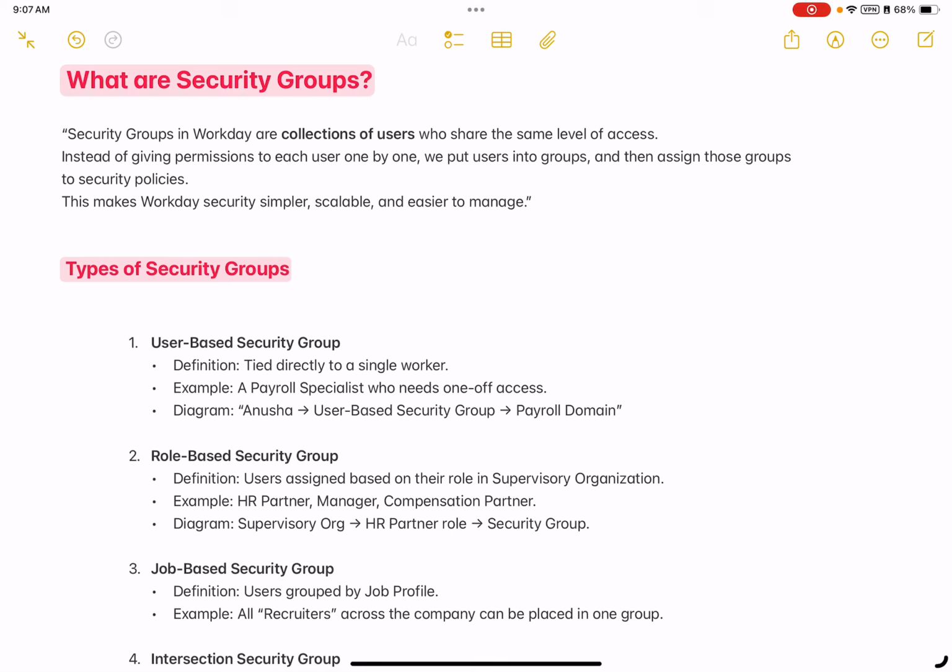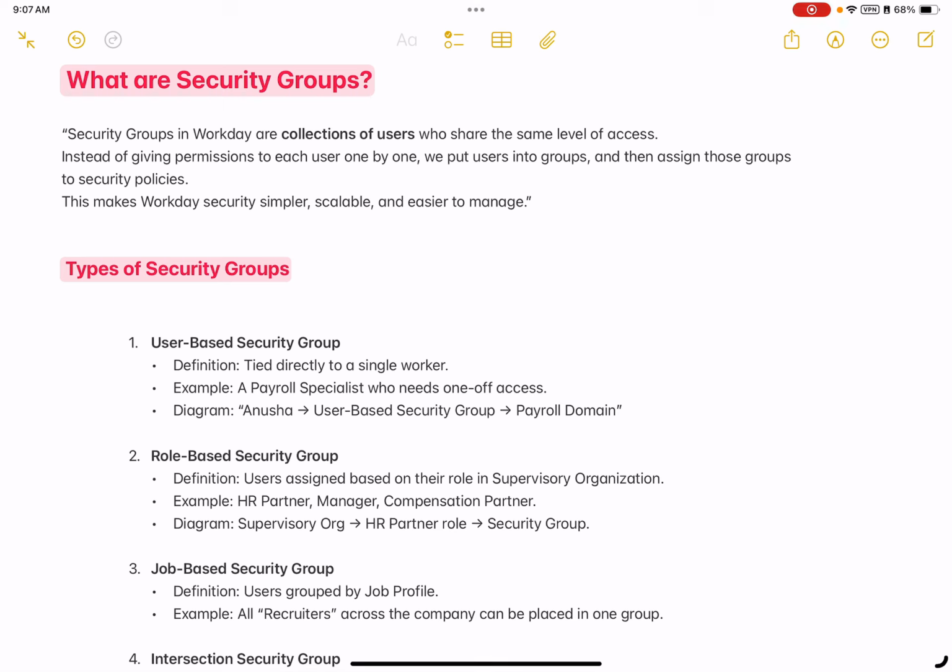Security groups in Workday are collections of users who share the same level of access. Instead of giving permissions to each user one by one, we put users into groups and then assign those groups to security policies. This makes Workday security simpler, scalable, and easier to manage.